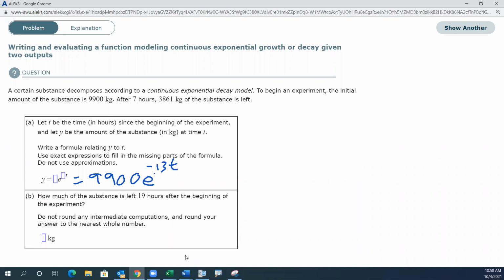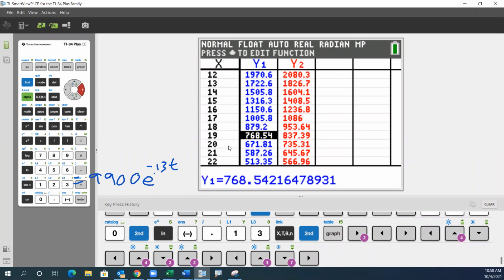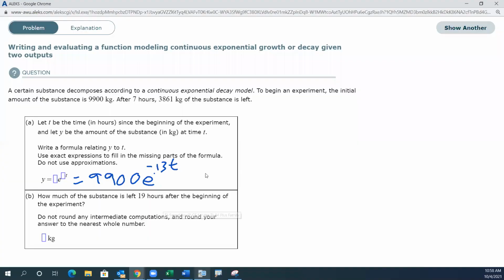But yeah, at 19 hours, I'm going to go with the more accurate one and say 768.54 kilograms. That is it.